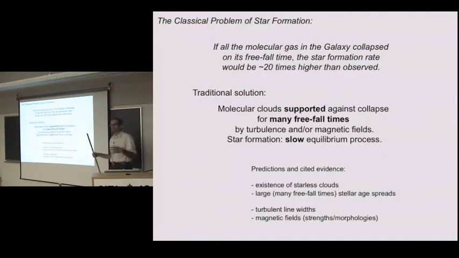The argument is just you take all the molecular gas, you assume a mean free-fall time, you divide that amount of molecular gas by that free-fall time, and you get a star formation rate, mass over time scale, and then you compare that to the observations, and lo and behold, we get this discrepancy.